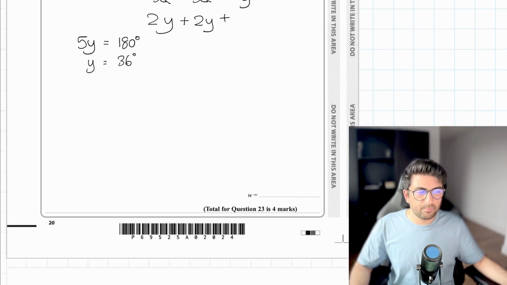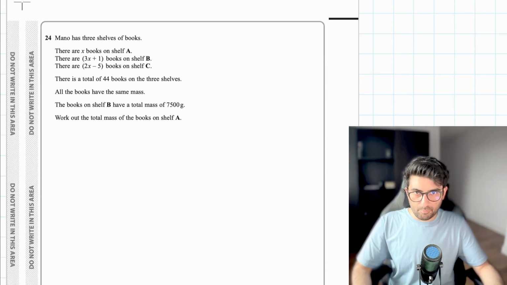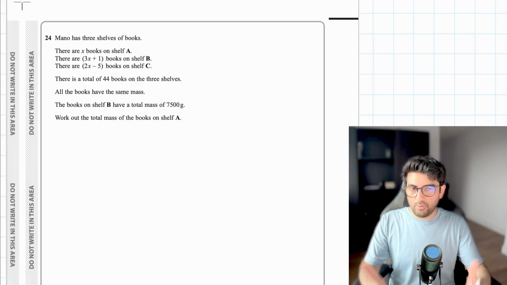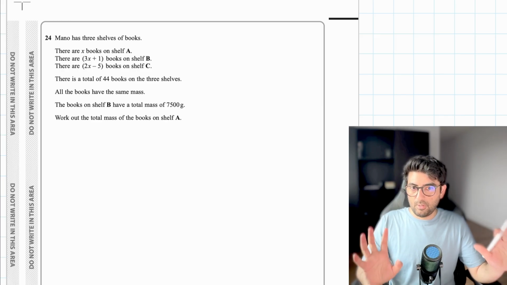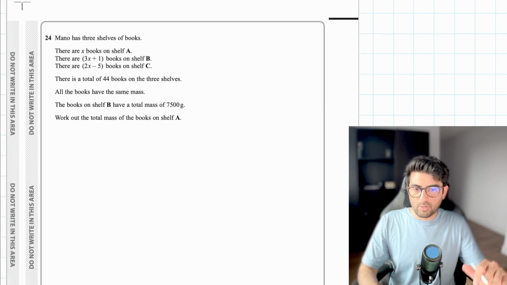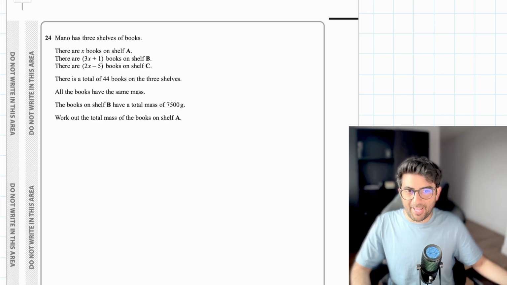Next question. Mano has 3 shelves of books. There are x books on shelf A, 3x plus 1 on shelf B, 2x minus 5 on shelf C. There's a total of 44 books on the 3 shelves. All the books have the same mass. The books on shelf B have a mass of 7,500. Work out the total mass of the books on shelf A.